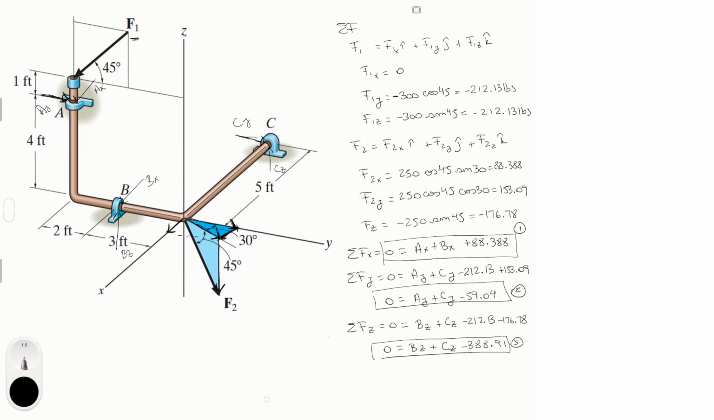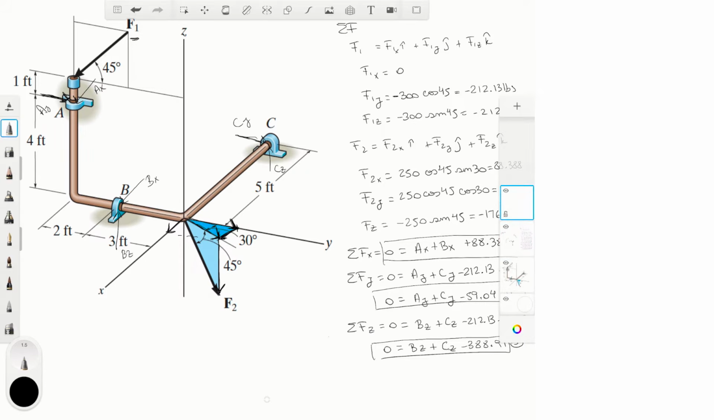Now from equations 1, 2, and 3, you see that we have basically 3 equations and 6 variables. So we're going to need to find a couple more equations if we want to figure out this problem. So for that, we're going to do the sum of the moments about the X, sum of the moments about the Y, and sum of the moments about the Z. And let me add a new page for that.